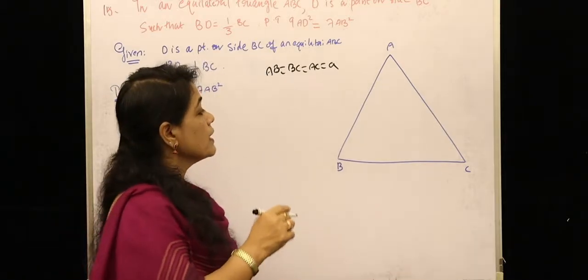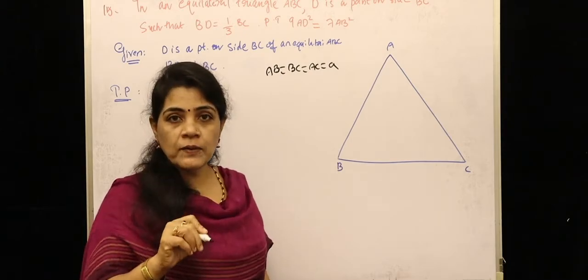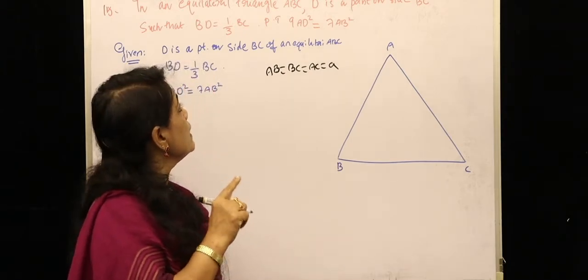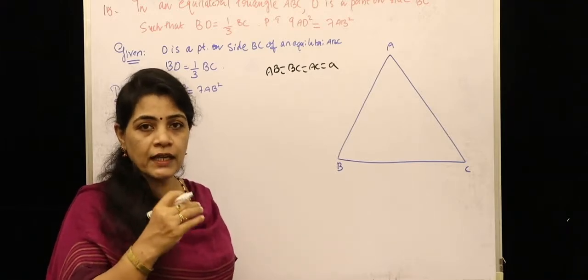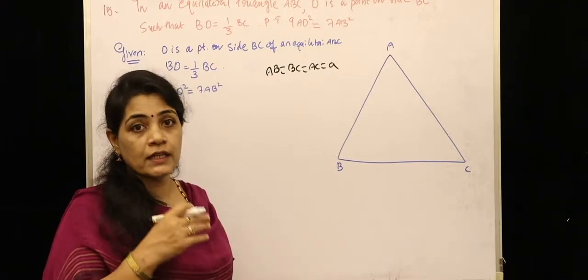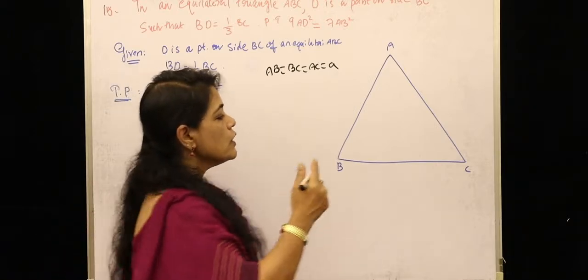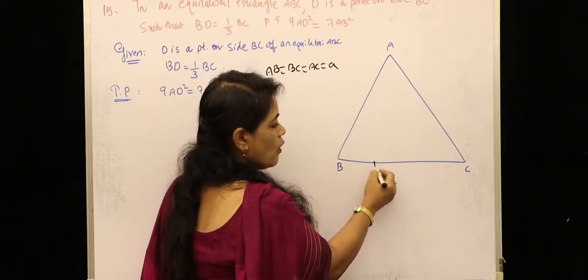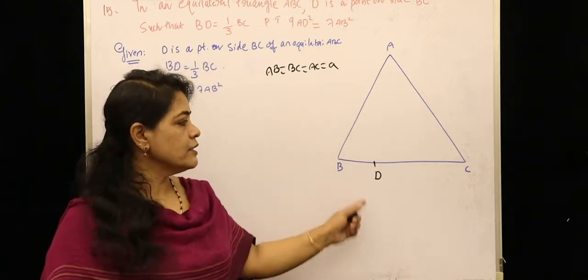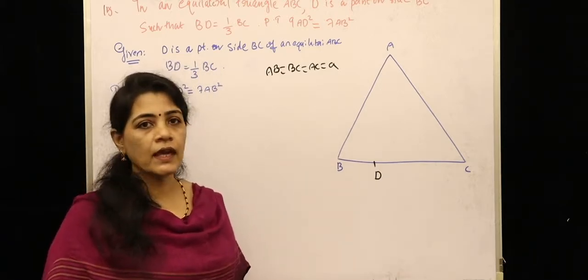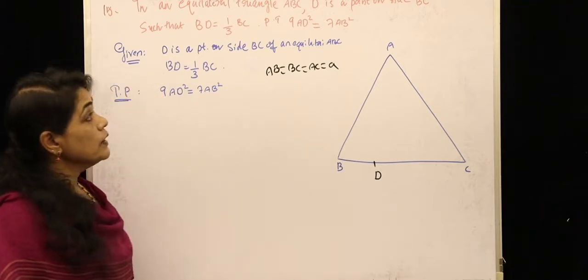So I am going to mark D, a point on side BC such that BD is equal to 1/3 of BC. So we have to mark the point D less than half of BC, that is 1/3 of BC. I am going to mark that point D on side BC, let it be D. And what we have to prove?